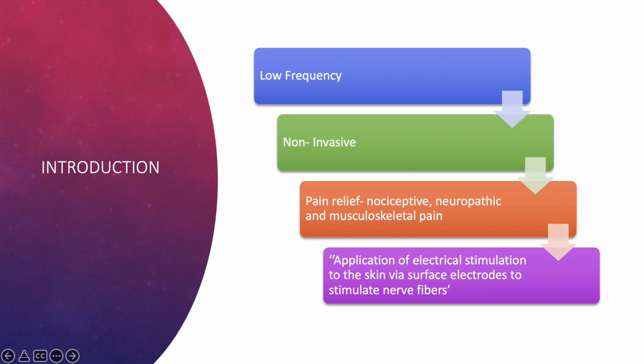How do we apply? We don't apply through invasive indwelling electrodes, but through surface electrodes. For what? To stimulate the nerve fibers or for pain relief. So TENS can be defined as the method of electrical nerve stimulation to the skin through surface electrodes to relieve pain or to stimulate the nerve fibers. So those are the most important basic introductory concepts about TENS.